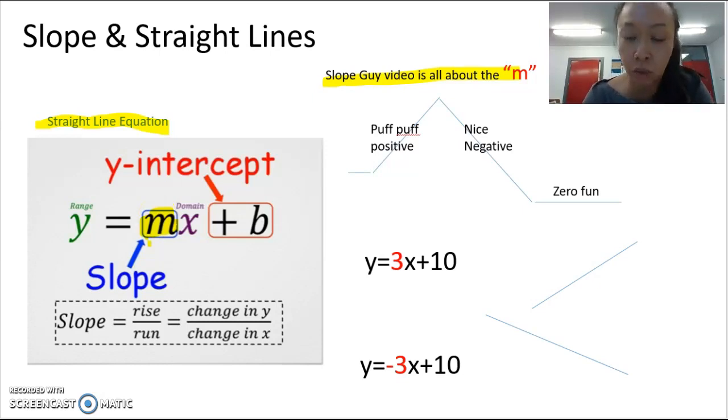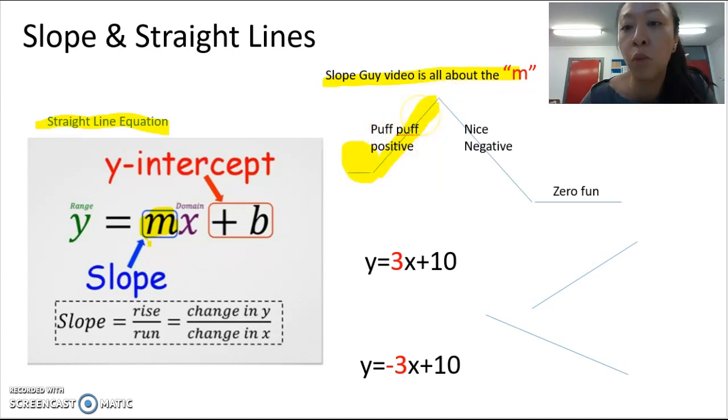So, according to the slope guide video, we learned that he was standing right in front, and then he was skiing to the west, puff puff positive. When he was going up the hill, it was really hard and it was puff puff positive. It means that when the slope is positive, it's going upwards.